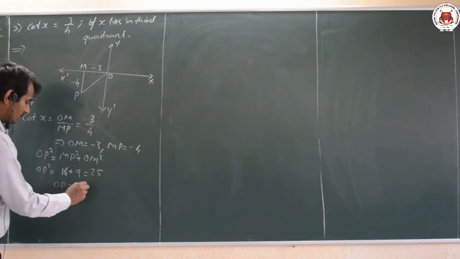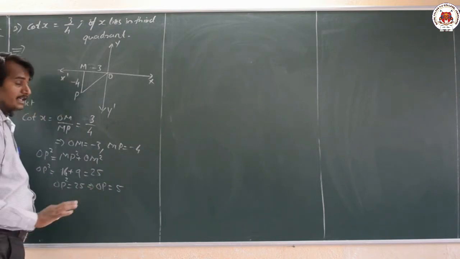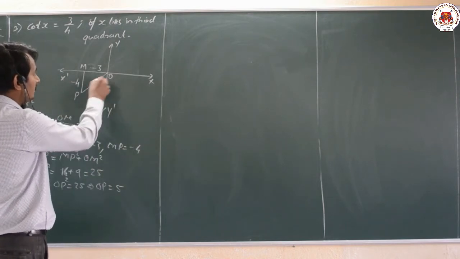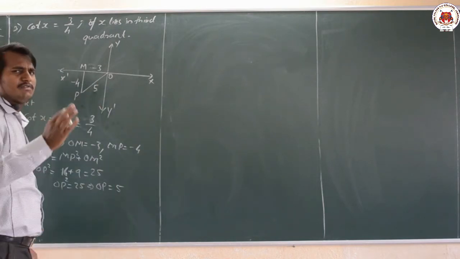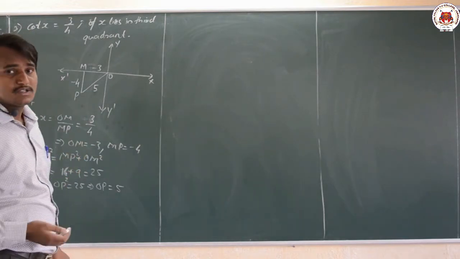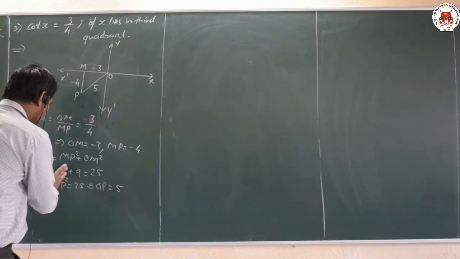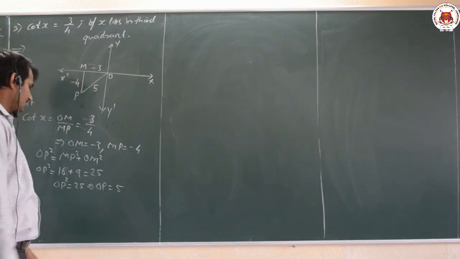Therefore OP is equal to 25. That implies the OP value will be plus 5, I will take. Why do I have to take plus 5? Because OP is always positive in any quadrant you take, that is in the first, second, third, fourth quadrants you can observe here. Okay, dear students, it is nothing but the value, that is OP.